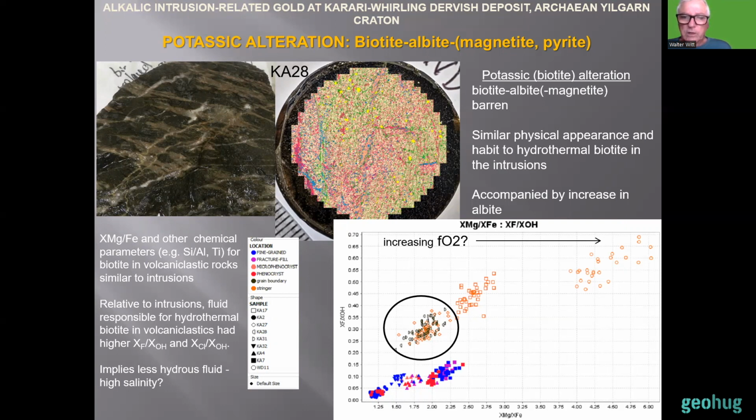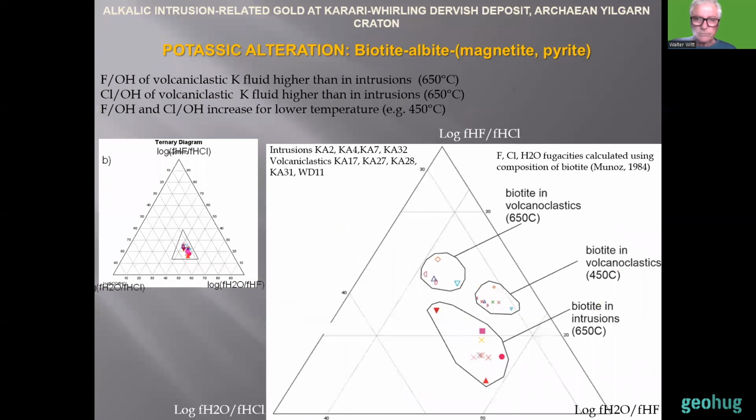and less water. Well, the F/OH ratio is considerably higher, suggesting that the hydrothermal fluid responsible for biotite alteration in the volcanoclastic rocks was more saline or less hydrous than that in the intrusions. We can calculate the fugacity ratios of the halogens to water in the hydrothermal fluid that produced this potassic alteration using the equations of Munoz.